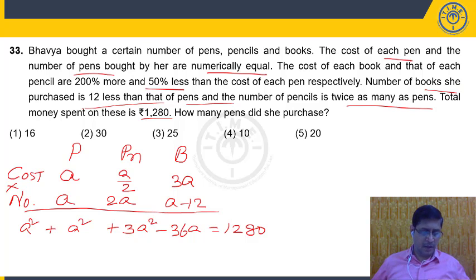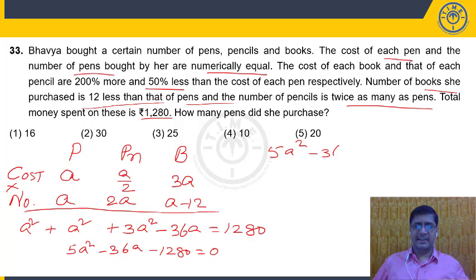Am I right? Then simplify this. A square plus 3A square means 5A square minus 36A. Minus 1280 is equal to 0. Now 5A square minus 36A minus 1280 is equal to 0. Now 1280 means 2 into 640, that is 2 into 64 into 10.